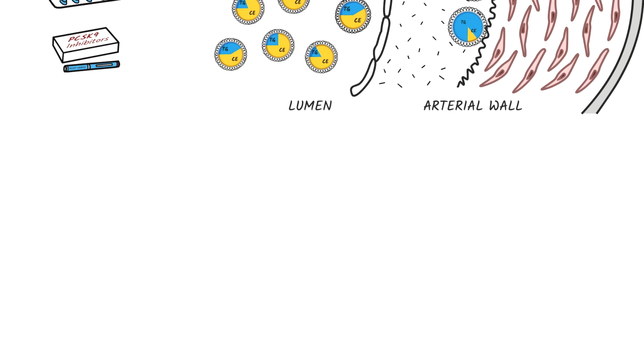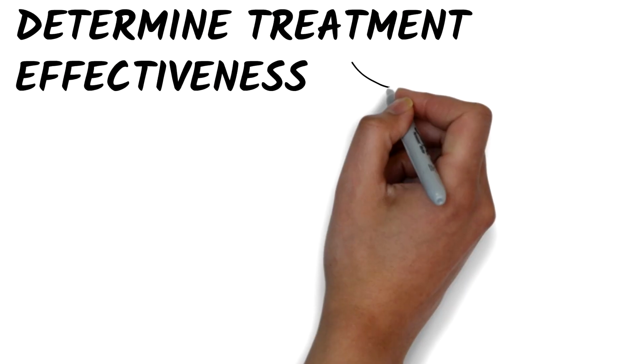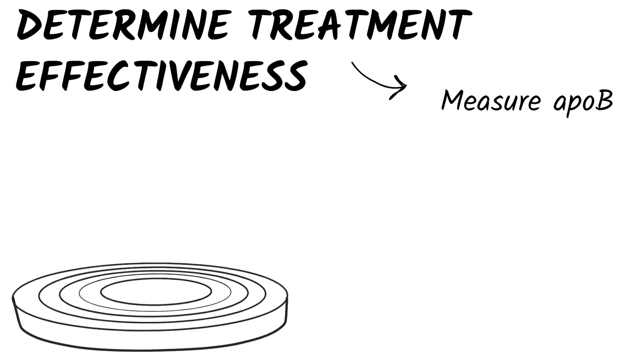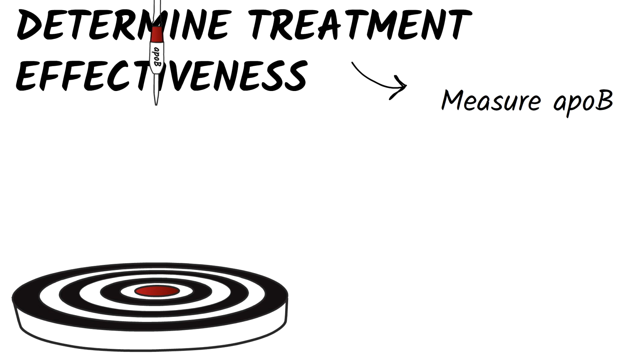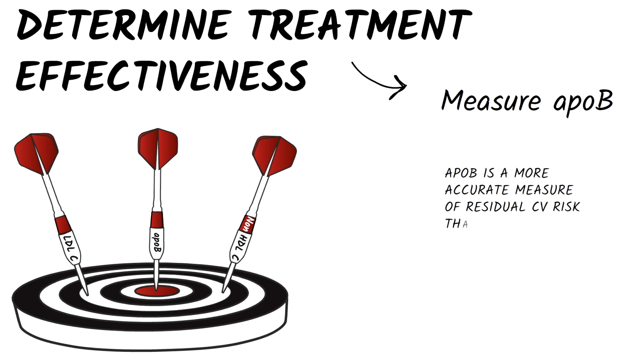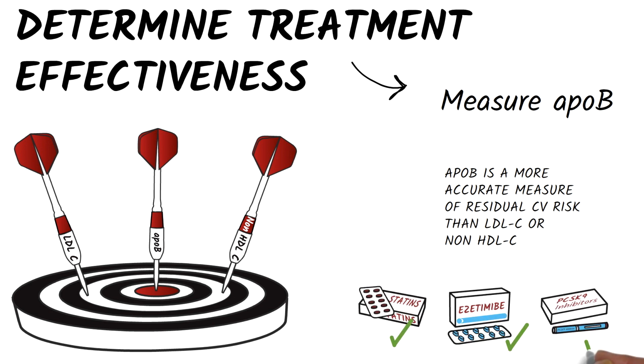Given these three forms of treatment, how do you judge the effectiveness of the course you've chosen? You measure apoB to assess your patient's response to therapy. Why? Because apoB can be measured more accurately than LDL-C or non-HDL-C, particularly at low levels, and because randomized clinical trials have shown that apoB is a more accurate measure of residual cardiovascular risk than LDL-C or non-HDL-C. This has been shown for statin treatment, for statin plus ezetimibe treatment, and for combined statin plus PCSK9 inhibitor treatment.